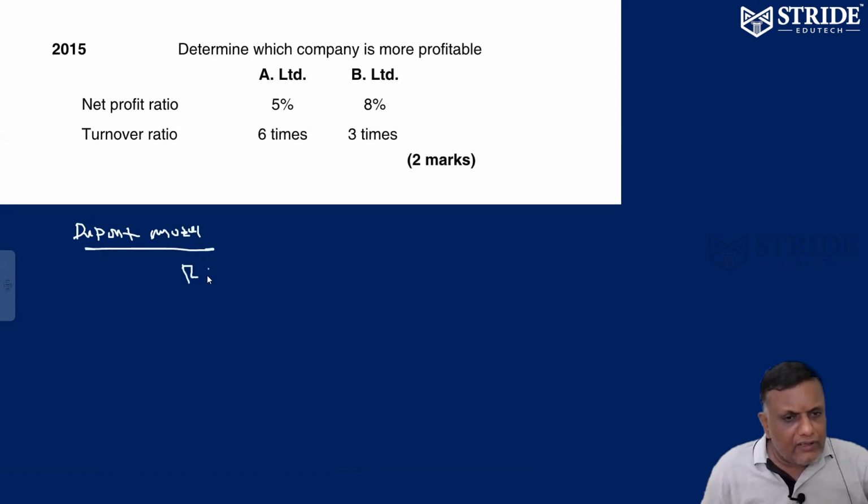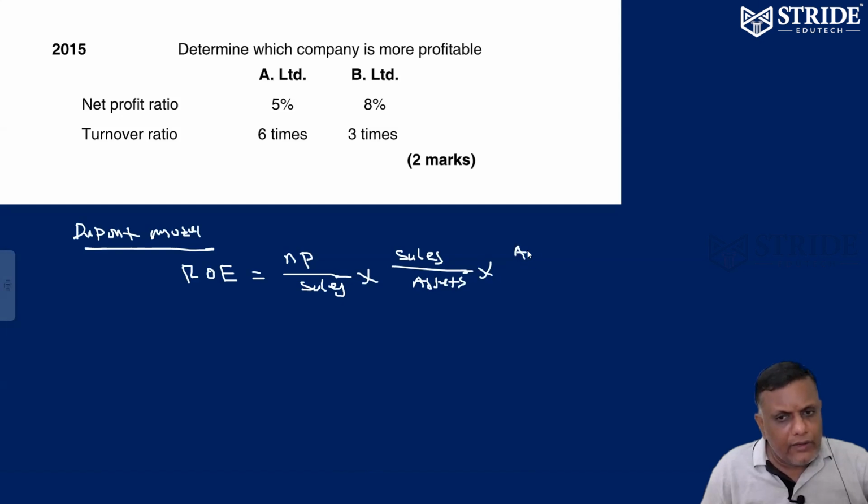Here we can find return on equity. What is ROE? Return on equity. To find ROE, we do net profit margin, net profit by sales, into asset turnover ratio, sales by asset, into equity multiplier, which is asset by equity funds.